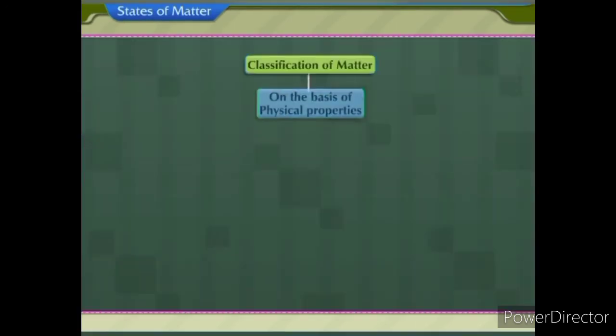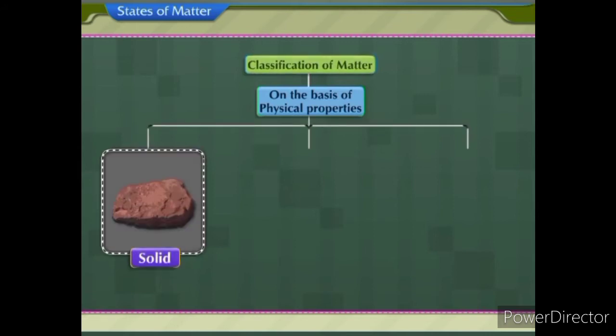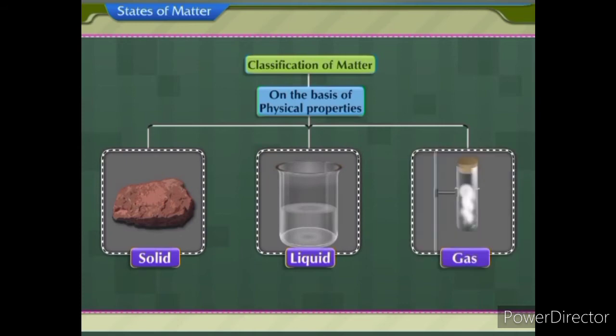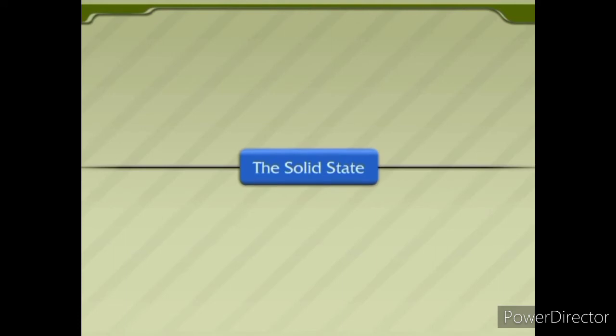States of matter. On the basis of the physical properties, matter can be classified into three groups: solids, liquids, and gases. The solid state.